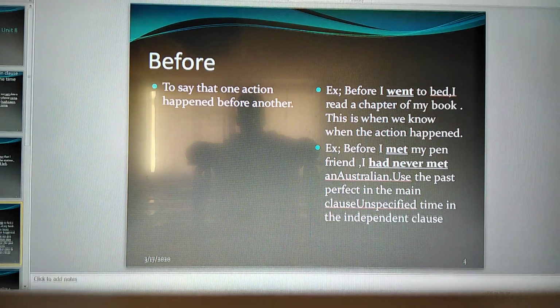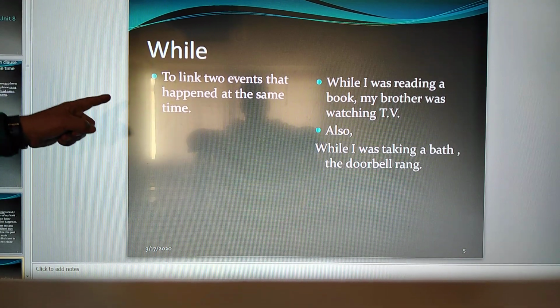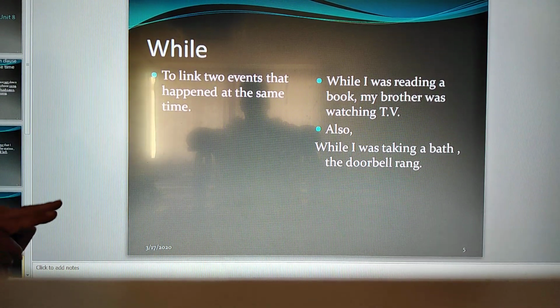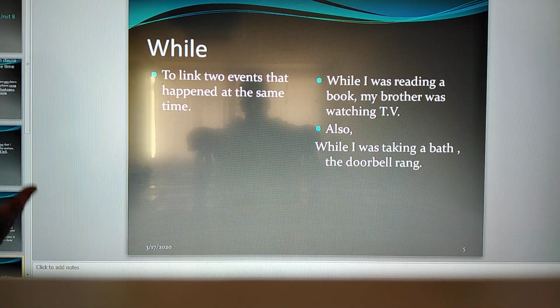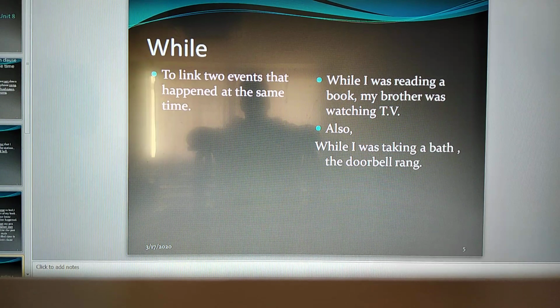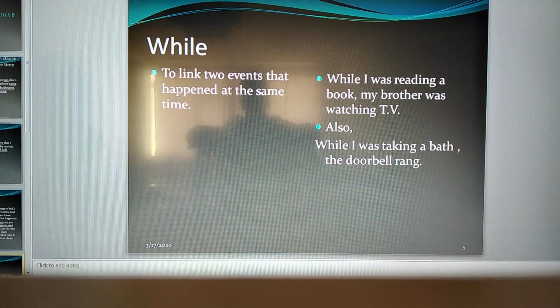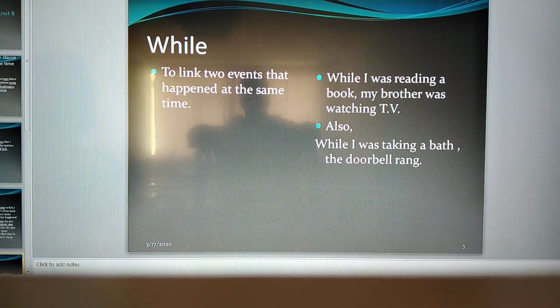Okay, let's move to the last one, which is while. While is used to link two events that happen at the same time. They are happening at the same time. While I was reading a book, my brother was watching TV. The two actions were happening at the same time. I was reading and my brother was watching TV.